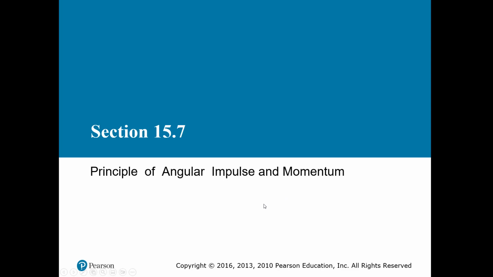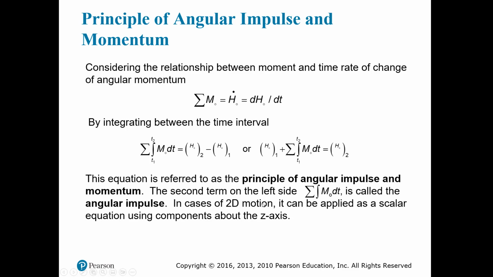All right. Principle of angular momentum and impulse. This is very similar to the principle of kinetic and potential energy, or the principle of impulse and momentum that we studied in the previous chapter. Considering the relationship between moment and time rate of change of angular momentum as we just developed in the previous slide, by integrating on both sides over the time interval, I will get that the integral of those moments will be equal to H2 minus H1, being the angular momentum at the end and the angular momentum at the beginning, because we're integrating from t1 to t2 on the time interval.